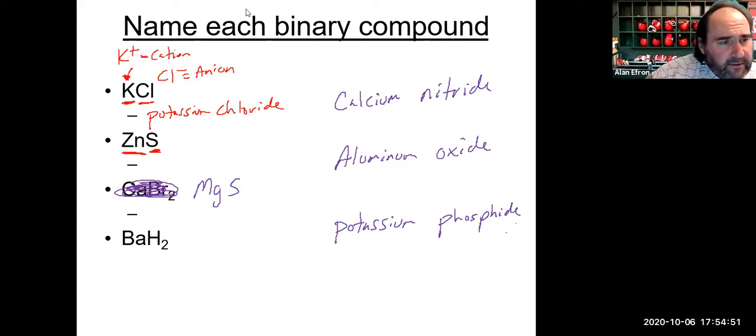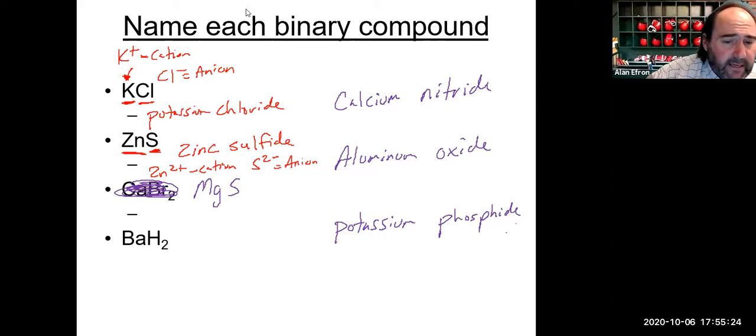Zinc is a transition metal, but it is one of those transition metals that does have a fixed charge. So it will fall into the type one category. Again, we're just going to use the whole name there, which is zinc, and sulfur becomes sulfide, IDE. Here, the zinc with a plus two charge is our cation, and the sulfur with a minus two charge, because it's group six, is our anion. That's also why we just need one of each to make the formula that we see, as plus two and minus two balance out to zero.